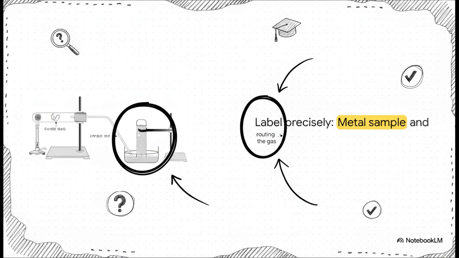You need to make sure your diagram perfectly labels the metal sample inside the boiling tube and the delivery tube routing the gas. Why? Because according to the rubric, those are the precise 2 parts the examiner is grading you on. So don't waste time drawing a highly detailed Bunsen burner, just focus on what the rubric actually demands.